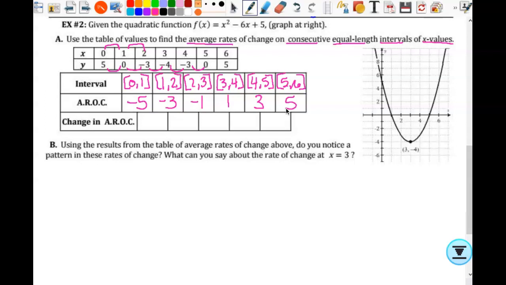The function itself is decreasing until we get to 3 and then increasing, right? But the average rates of change are increasing throughout the entire thing, and that is what makes it concave up. Okay, we good with that? All right, are they increasing at a constant rate? Yes, they are, okay? So let's answer this question.